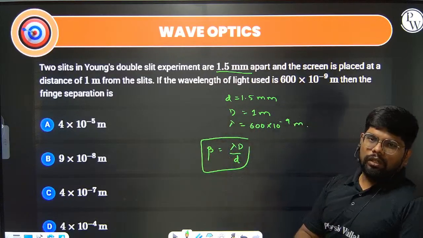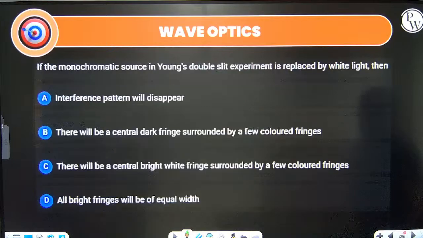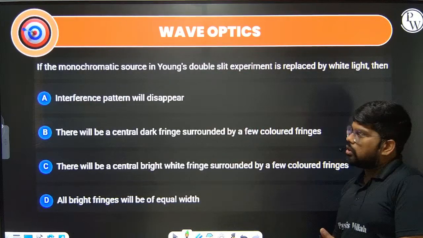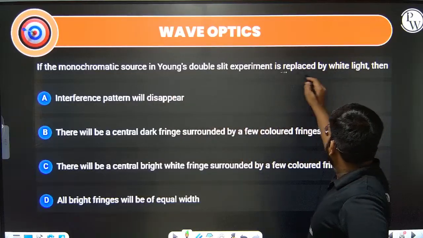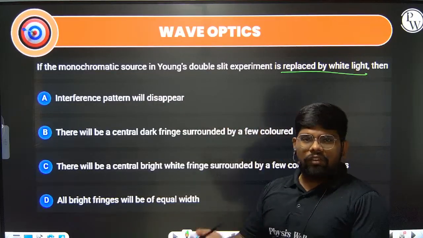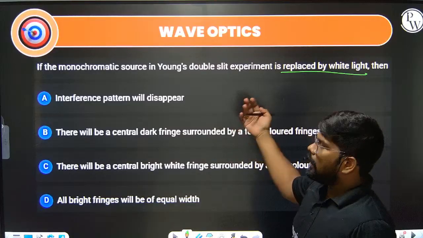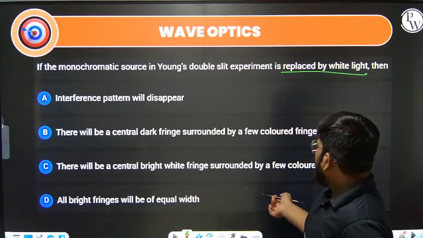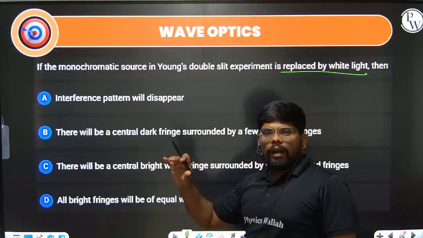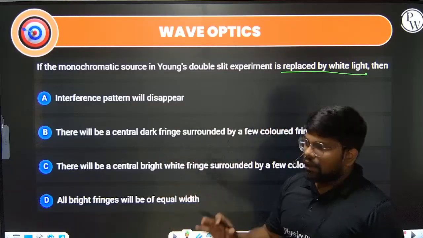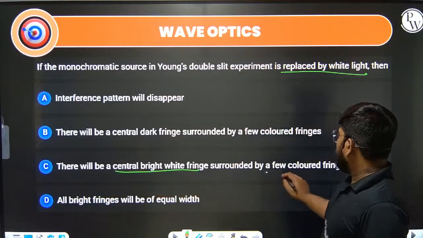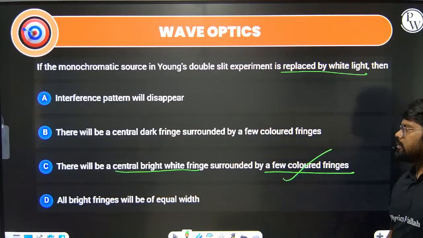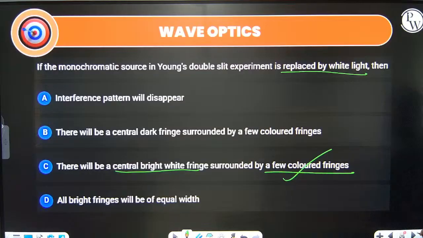You can just substitute it, you will be getting the answer. Okay, I'll give you a quick review of the questions here. If a monochromatic source is replaced with white light, what will happen? Then the fringes will not be clear, the interference pattern will not be visible. Only the central part will be clear, the remaining will not be clear. The central bright fringe will be clear and the remaining will be colored fringes. Okay, so this is what will be happening.